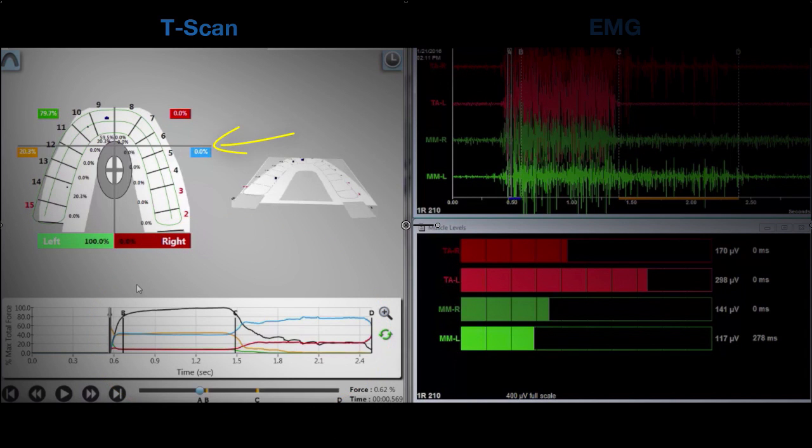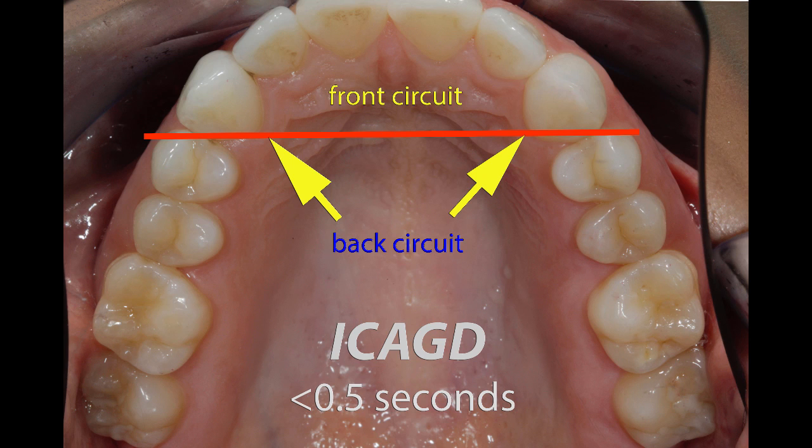Quadrant view, separating anterior from posterior, anterior green-red, posterior orange-blue. Immediate complete anterior guidance development. Canine to canine, front circuit, front teeth. Premolar back circuit, back teeth.